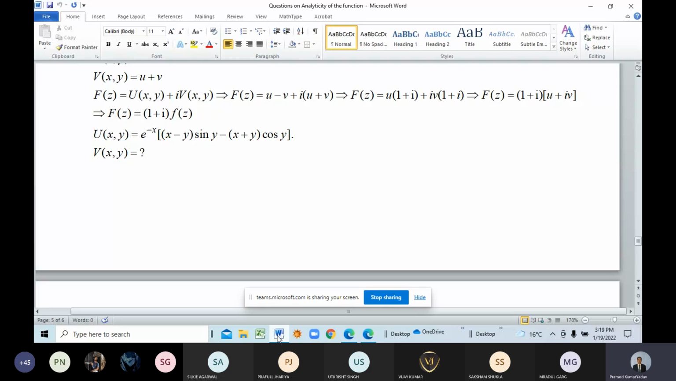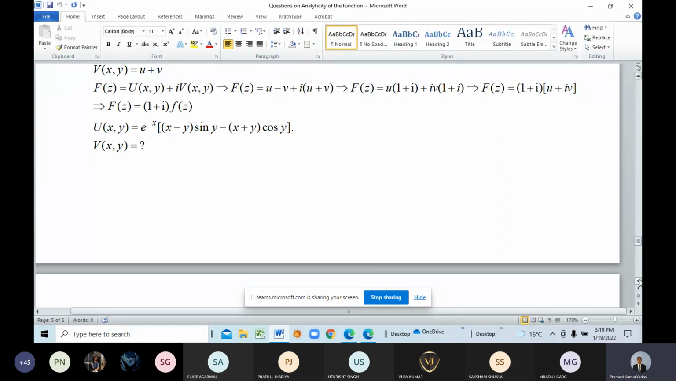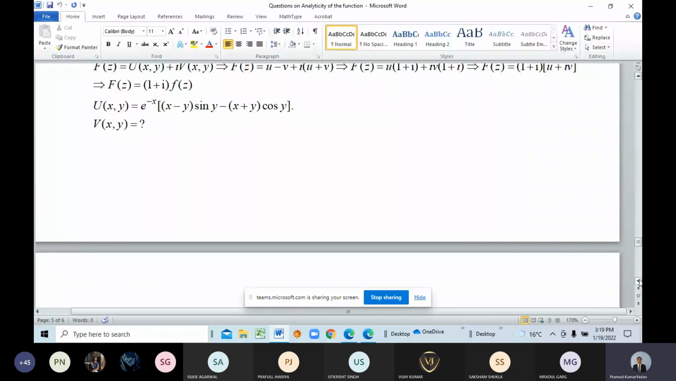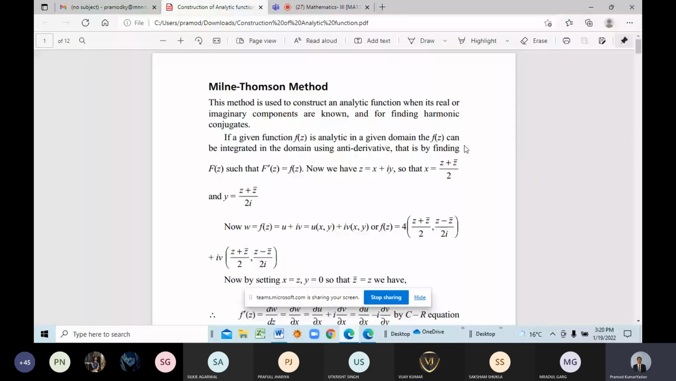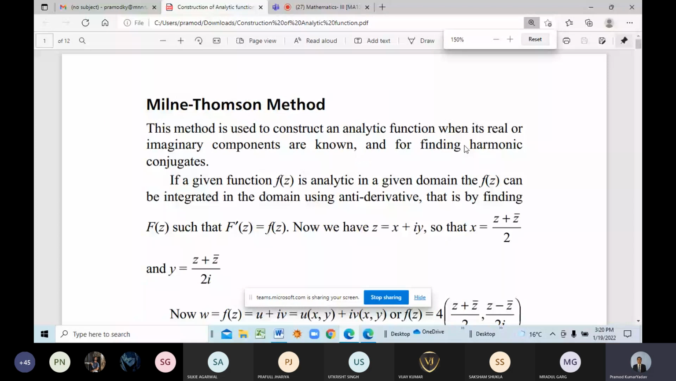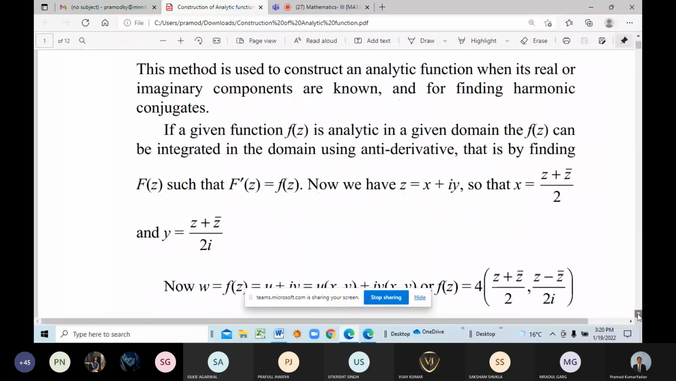So we can find the value of v. It was one way to construct the analytic function. Now there is another way to construct the analytic function, the Milne-Thomson method. In this method, how are we going to construct the analytic function?